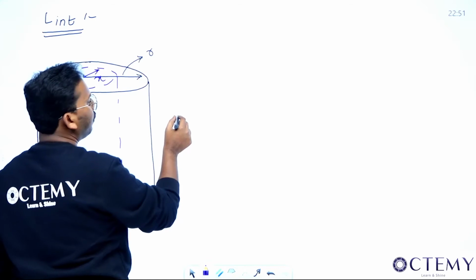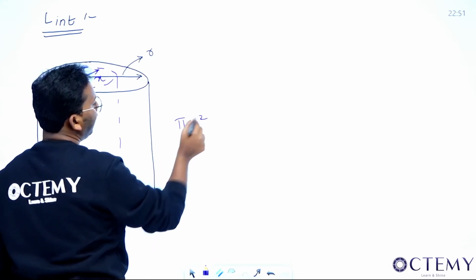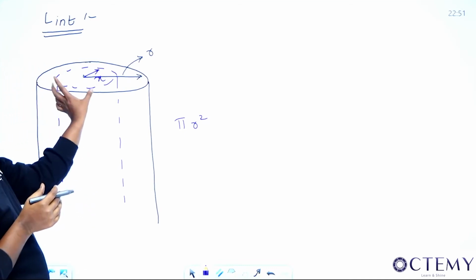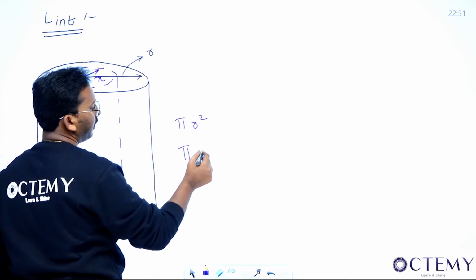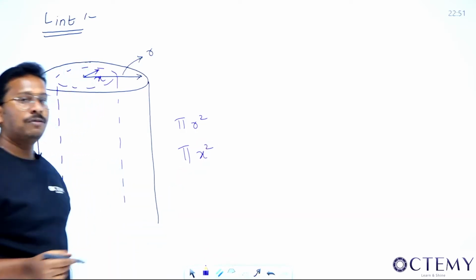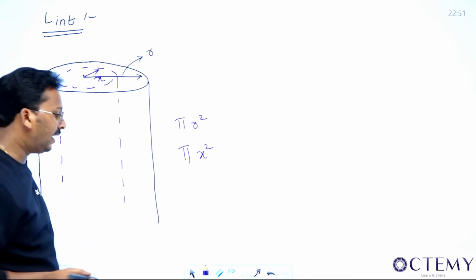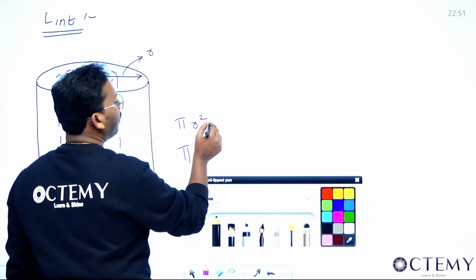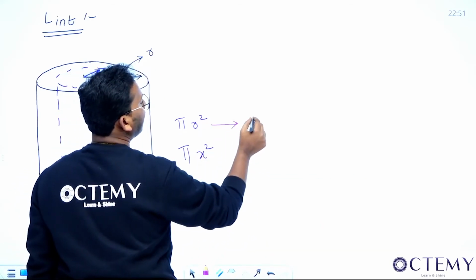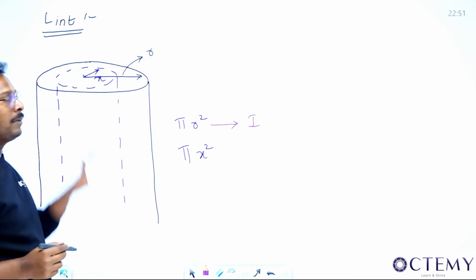If the total area of cross section is how much, sir? Pi r square. Then the internal loop, or whatever analysis I am doing, that area of cross section is how much? Pi x square, right? Now I have to see how much amount of current is coming out, because we have to do I enclosed. So to do that, see what we are doing. From pi r square, the amount of current you are getting is I, right? That is the total current that is coming out of this conductor.